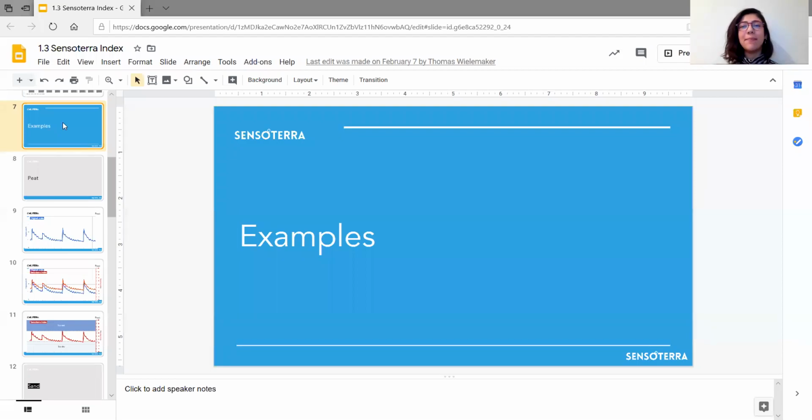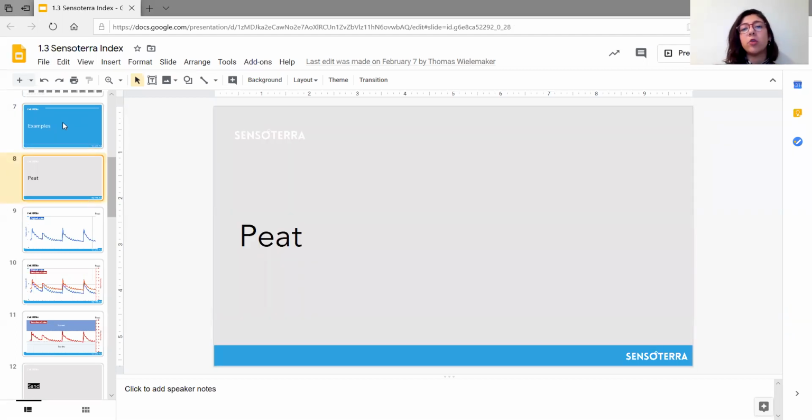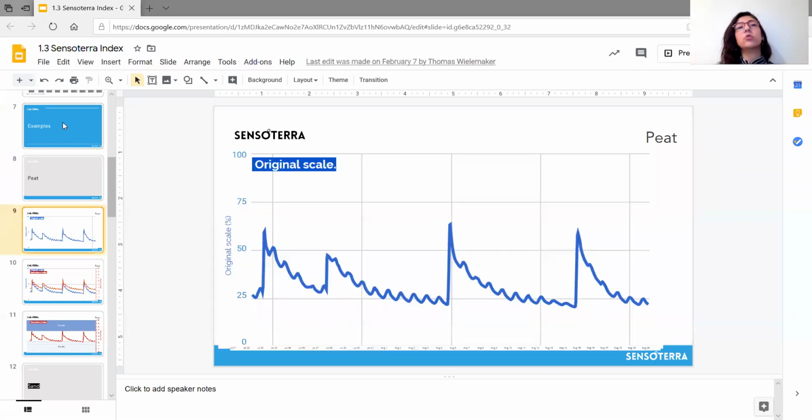Now talking about examples. How can you use the Sensoterra index on your daily basis irrigation events? Starting with peat soils, how will the soil moisture measurements show? First of all, we have the original scale graph for peat soils.